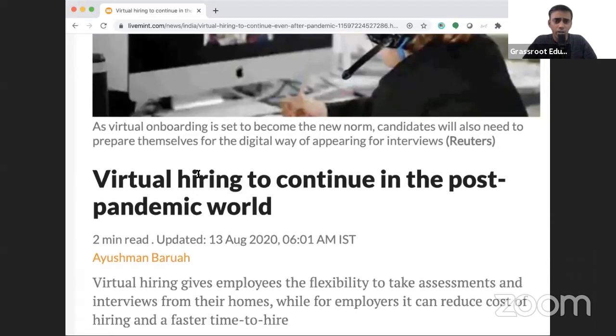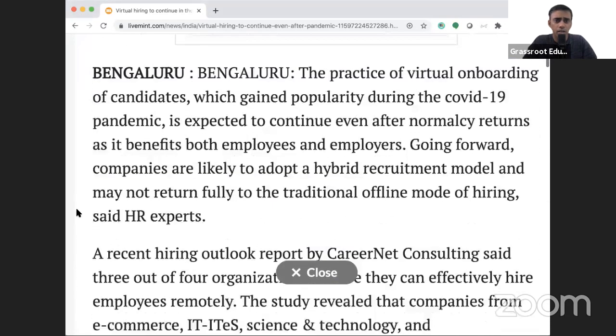Virtual hiring to continue in the post pandemic world. What does this mean? Let's go forward. The practice of virtual onboarding of candidates, which gained popularity during the COVID-19 pandemic, is expected to continue even after normalcy returns. Why? As it benefits both employees and employers. What do you mean by normalcy? Think about it. Normalcy.